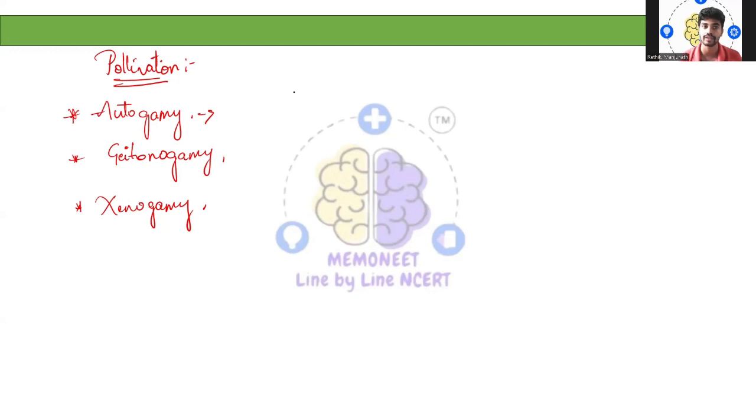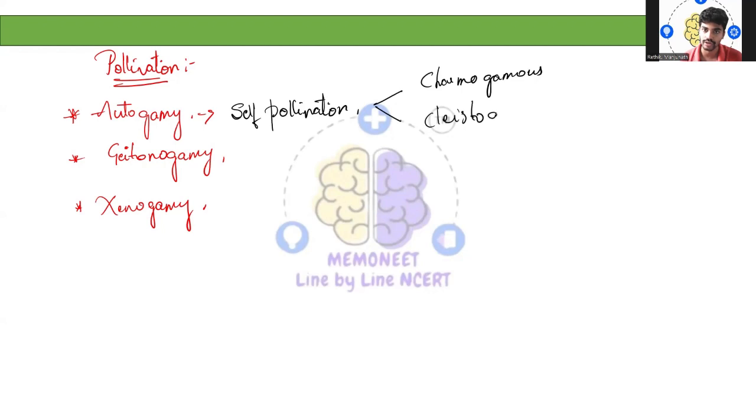So this is what we normally see in autogamous plants, where self-pollination can occur. There are some common examples such as viola and many other flowers. These plants produce two types of flowers. What are they? One is chasmogamous flower and the other one is cleistogamous.